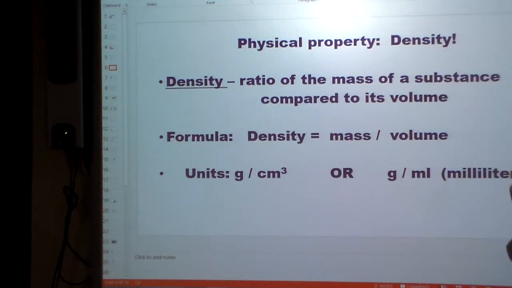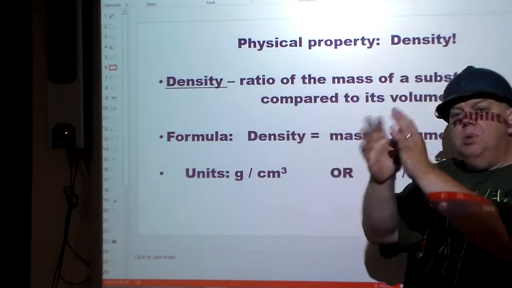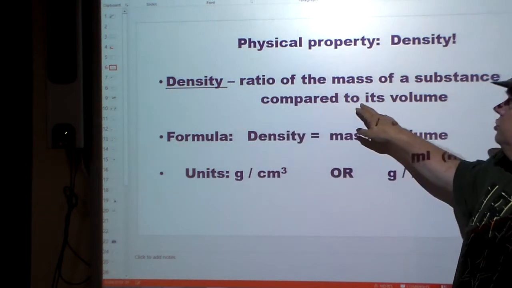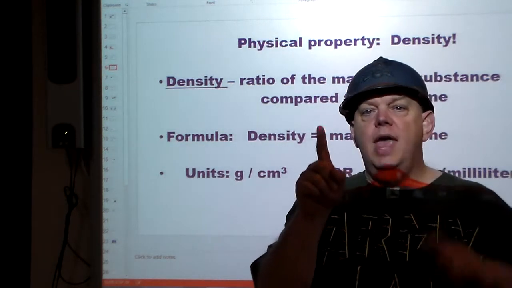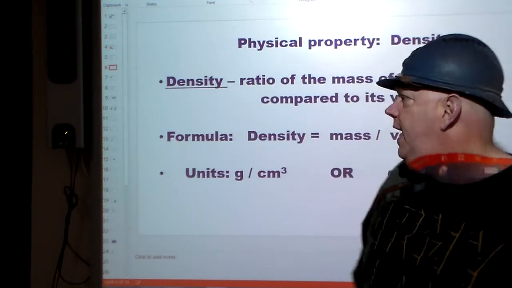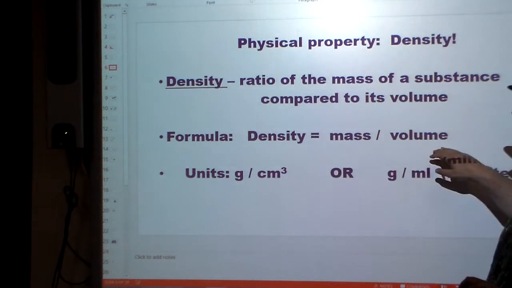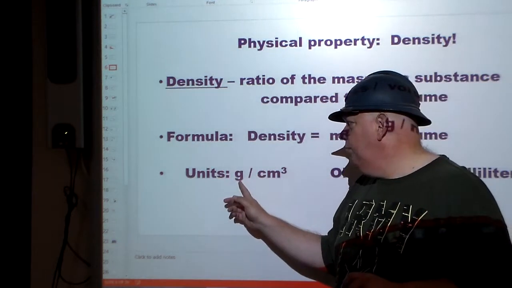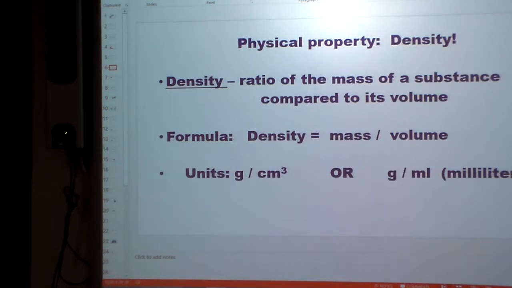But there's also something called density. Density is actually a ratio. We're comparing two numbers: the mass of a substance compared to its volume. So in density, we look at two things, mass and volume. Our formula is density equals mass over volume, mass divided by volume. The units typically will be grams per cubic centimeter or grams per milliliter, depending on what is being done. And we are going to do a density lab.